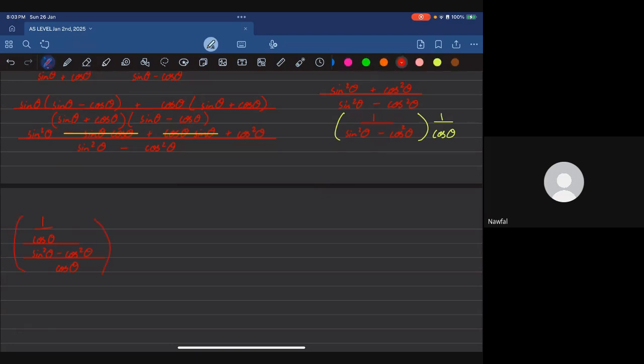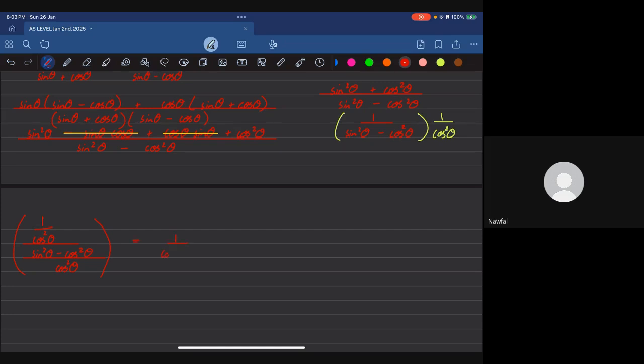I need to get tan. But we need cos square theta on the bottom, not cos theta. Yes. So I should have multiplied it with cos square theta. Yes. All right. So if I multiply it with cos square theta, what am I going to get? Cos square theta, cos square theta. Okay, now what should I do? No, 1 over sine square theta. Now sine square theta over cos square theta will be tan square theta. Cos square theta over cos square theta will equal 1.